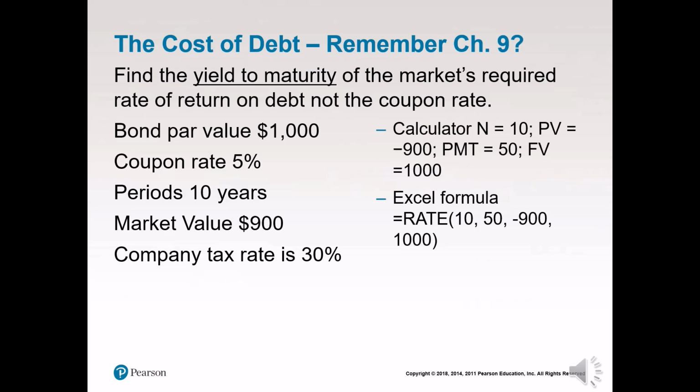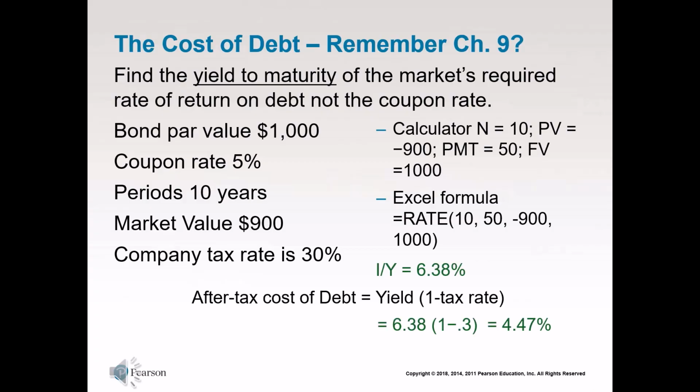Calculating the cost of debt is a two-step process. We're going to start by using our financial calculator and plugging the components into our calculator. Or you can use the Excel formula, which is equals RATE, and then plug in the components. This will give us the before-tax cost of debt. Using the calculator or the Excel formula, you will determine that the yield to maturity on this bond is 6.38%.